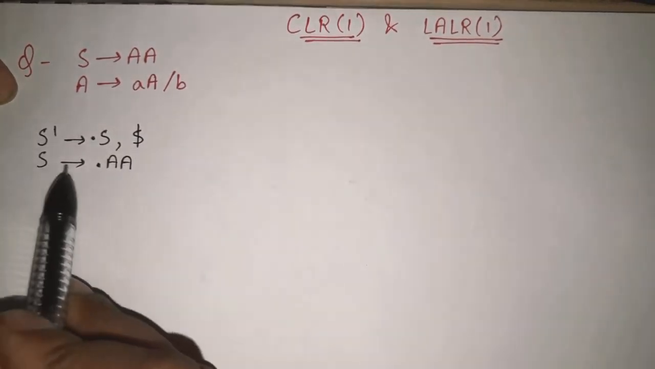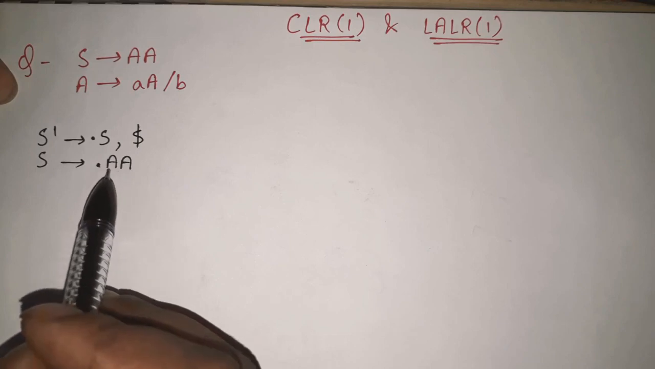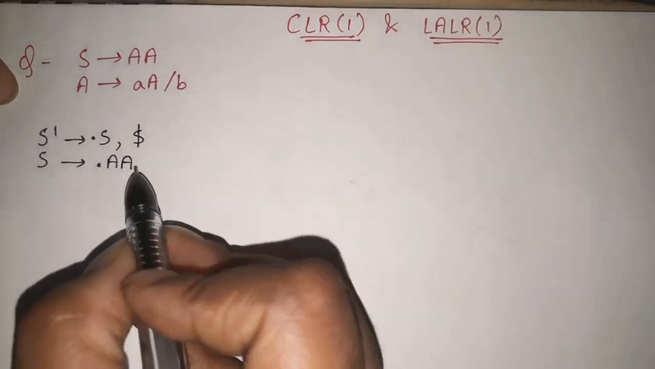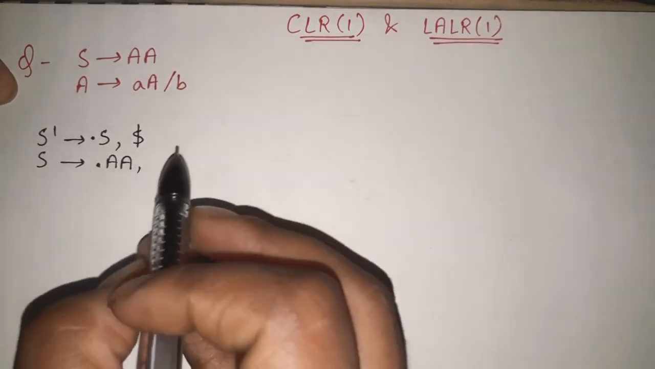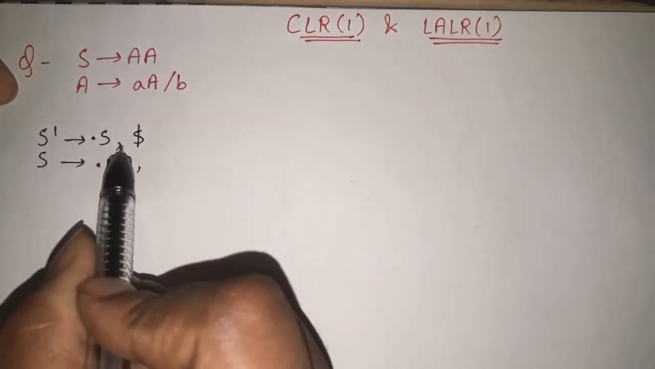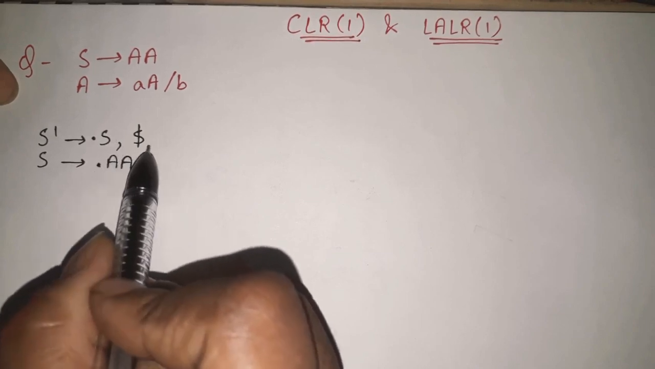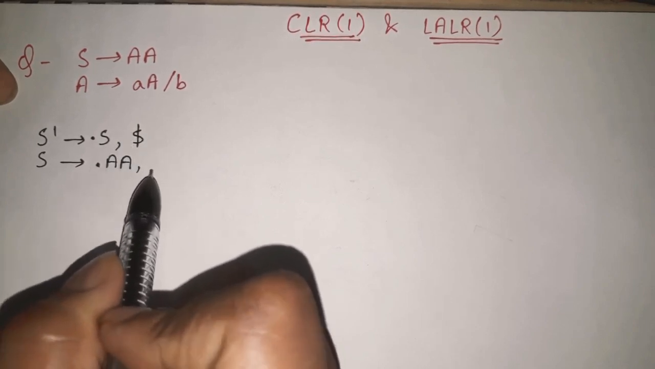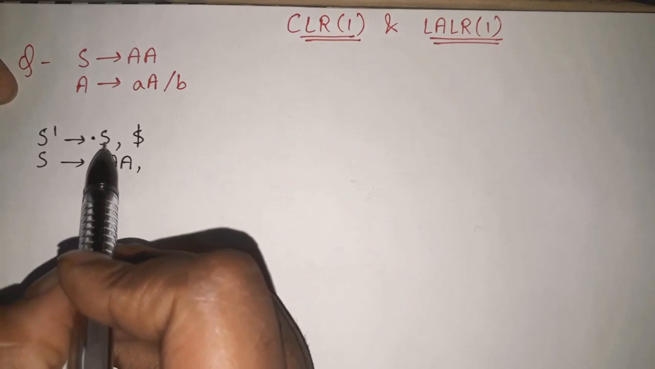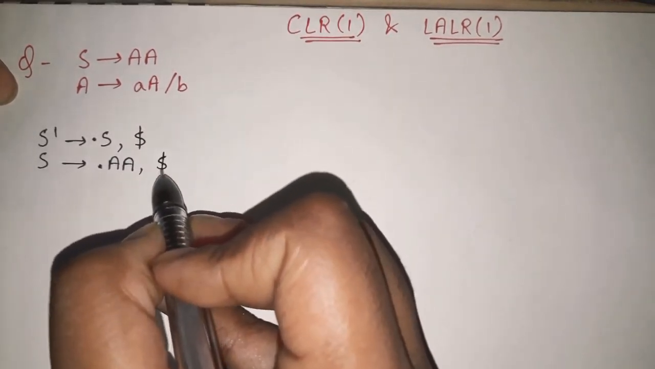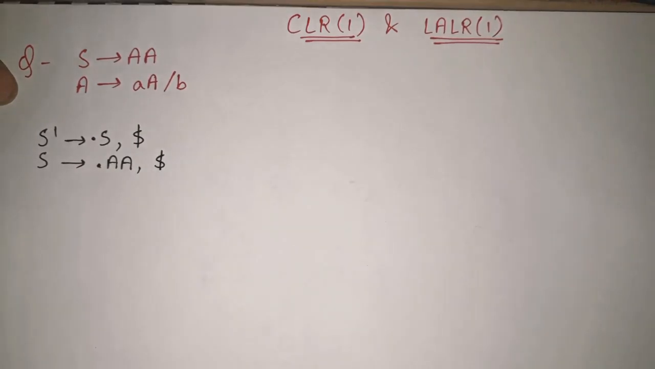Now I have written this production for what? For this capital S. The look ahead of this production will be whatever is remaining after this capital S; I have to write its first as the look ahead. After this capital S I only have $. So the first of $ will be $ itself, and the look ahead here will be $.